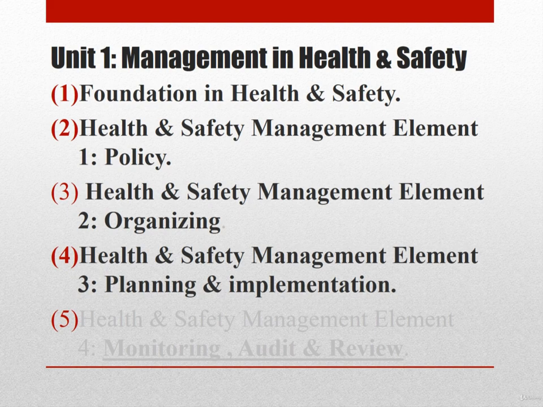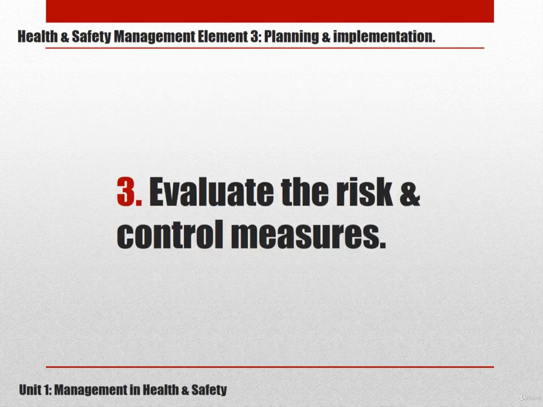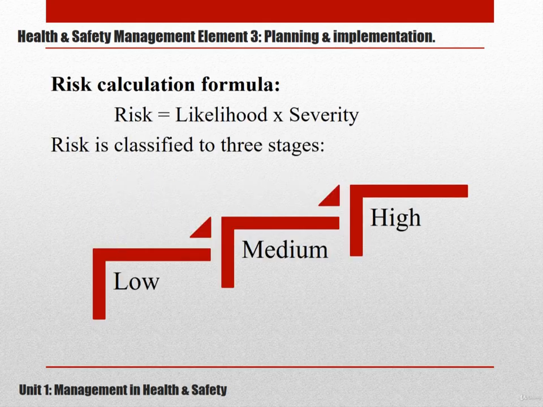Still with chapter 4, Health and Safety Management Element 3, Planning and Implementation. Last lecture we started the first two steps in the risk assessment process, and today we continue with the third step, which is to evaluate the risk and the control measures. Actually, the aim of this step is to answer a simple question: is the level of risk generated by the hazard acceptable, or does it need to be reduced? The question may be simple, but the answer can at times be complex.